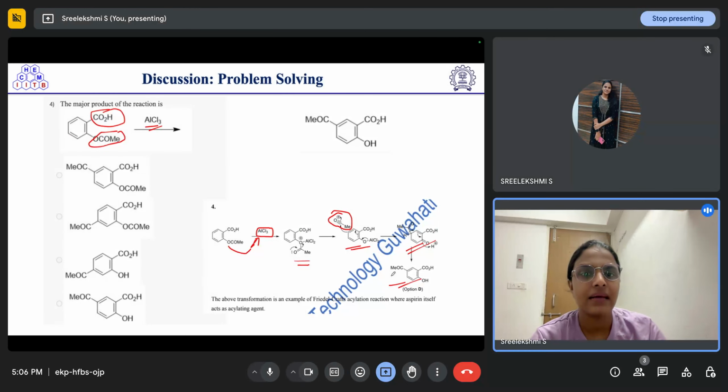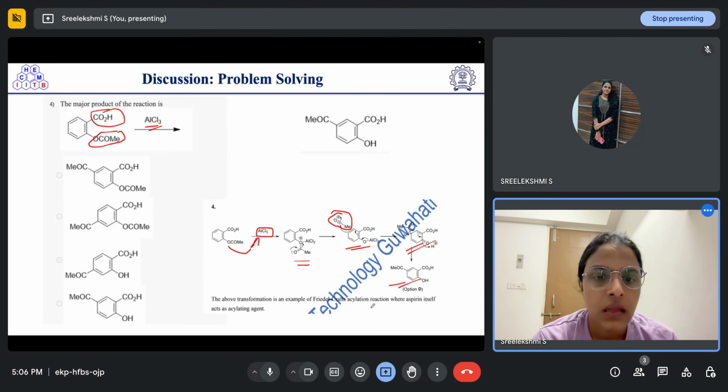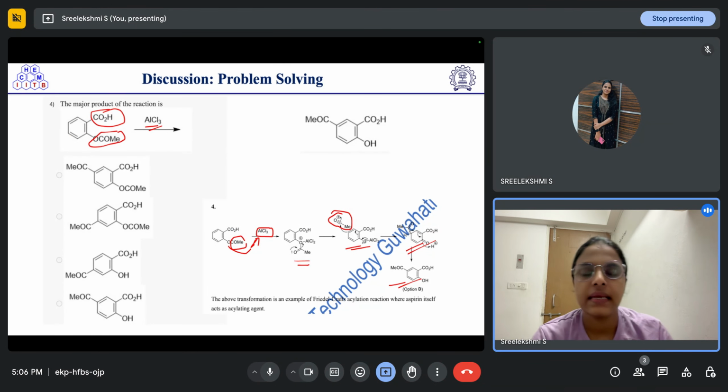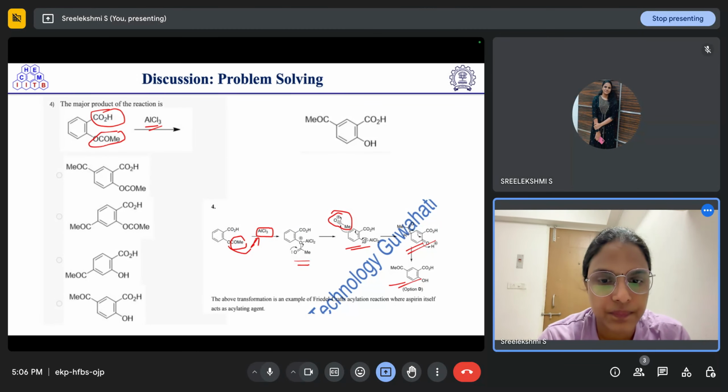So it is basically a Friedel-Crafts acylation reaction, where first this group is leaving out, and then that itself is attacking over the center and acylating.